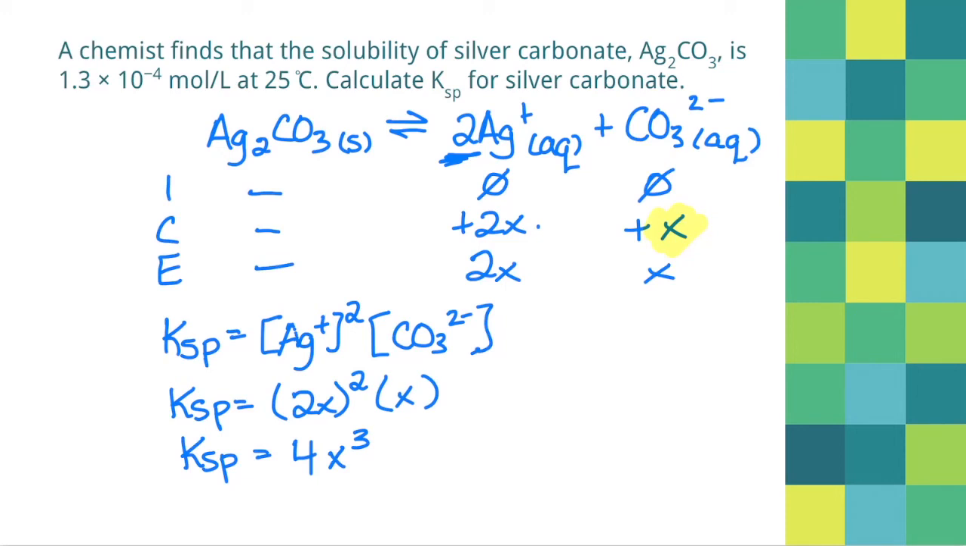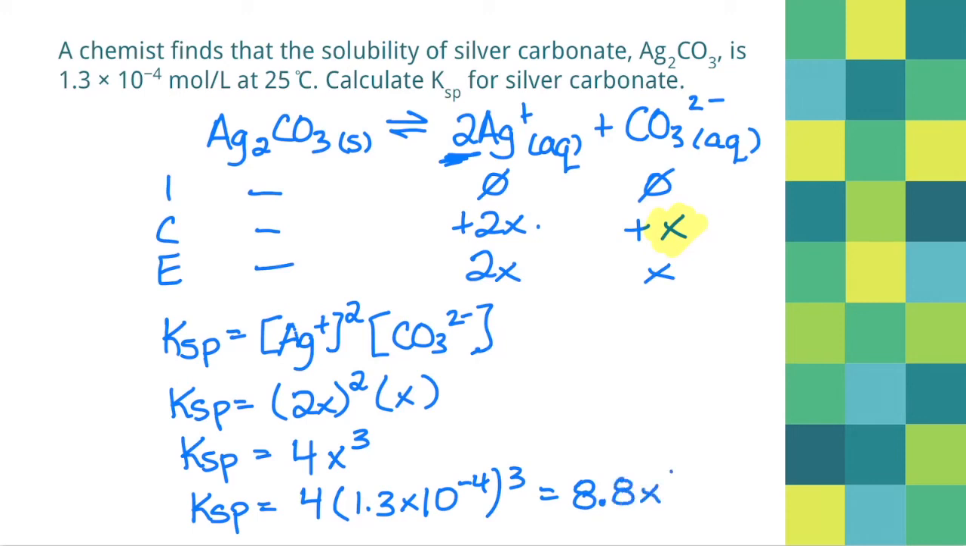Now remember, x is our molar solubility, so we need to take our molar solubility given to us in this question and substitute that in. So we're going to have 4 times 1.3 times 10 to the negative 4, all cubed, which is going to give us a Ksp value. And we need to consider significant digits here. So that's going to be 8.8 times 10 to the negative 12.